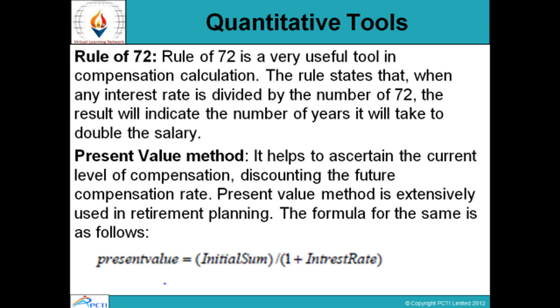Next is the rule of 72. Rule of 72 is a very useful tool in compensation calculation. The rule states that when 72 is divided by the interest rate, the result will indicate the number of years it will take to double the salary.